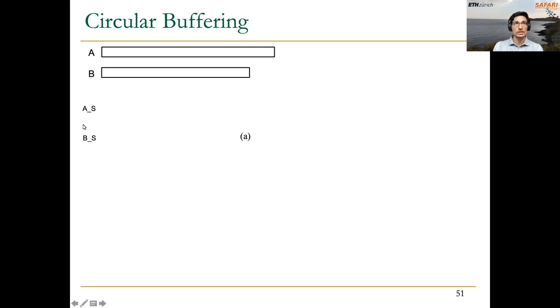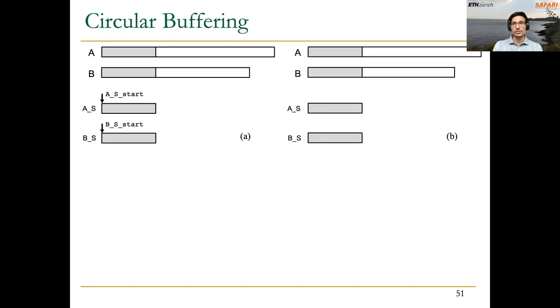We also have allocated the space in the shared memory, this AS and BS. So we start loading one tile from A and one tile from B into the shared memory, and we define the point where the buffer starts. In this case, we have these variables, AS start and BS start, that are equal to zero in the very beginning, in this initial step of the operation. So after consuming some of the elements from AS and BS, we update AS start and BS start.